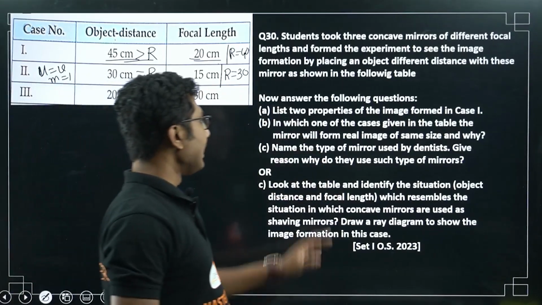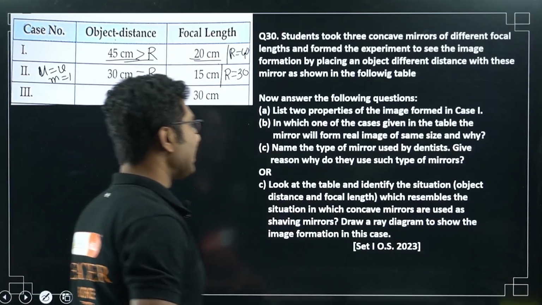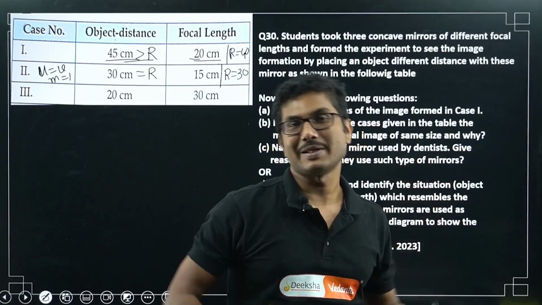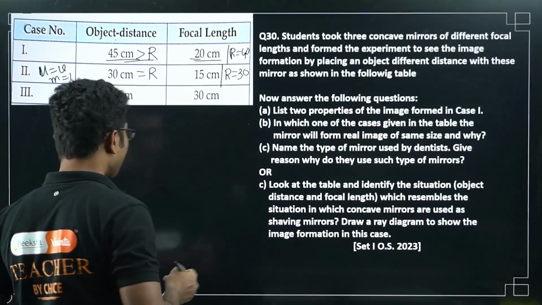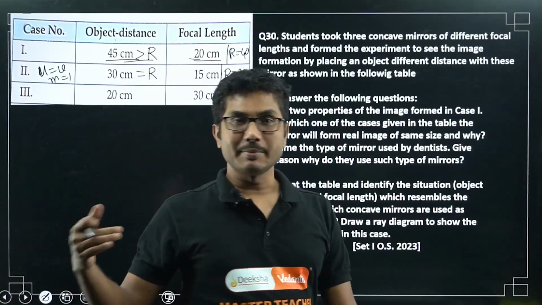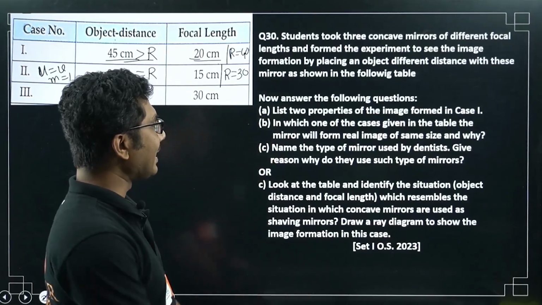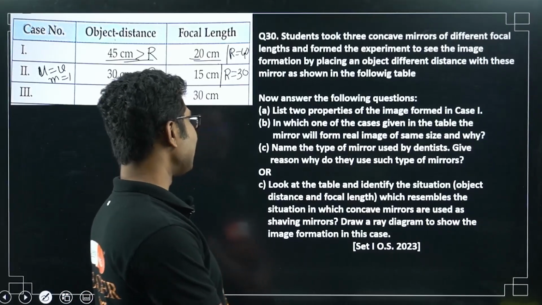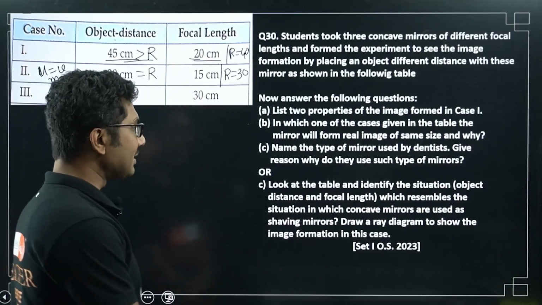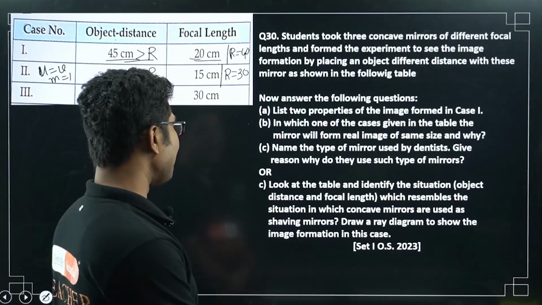Name the type of mirror used by dentists, and give the reason why they use such a mirror. I already explained that in our previous problem. This is a concave mirror and it produces an enlarged image. Question C: look into the table and identify the situation, object distance and focal length, which resembles the situation in which concave mirrors are used as shaving mirrors. Draw a ray diagram to show the image formation in this case.